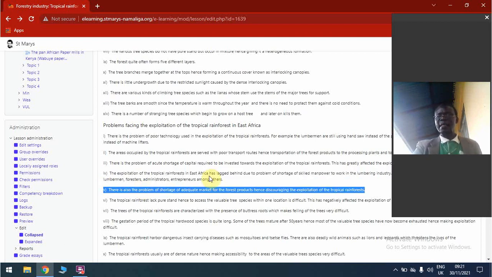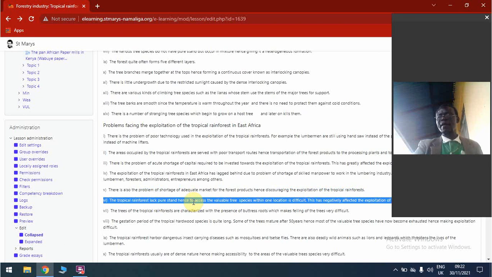Besides the shortage of skilled manpower, we as a region in East Africa also suffer from the problem of acute shortage of market for these forest products. People are poor, and therefore they do not have money to spend for buying timber. They do not have money to buy timber products like furniture and so many other products. So this has killed interest, or desire, in the exploitation of the tropical rainforests.